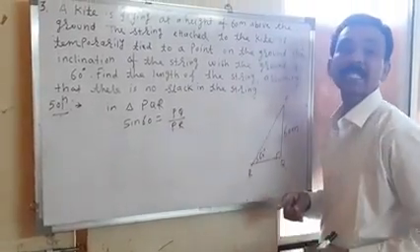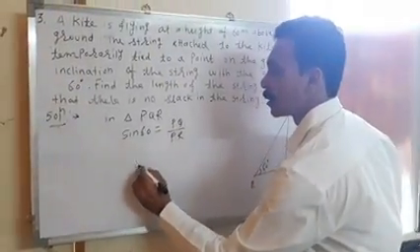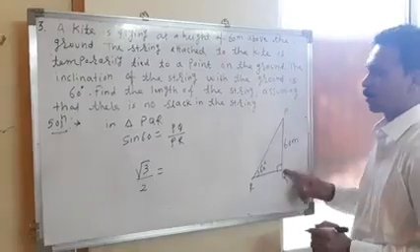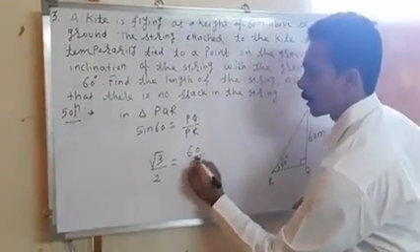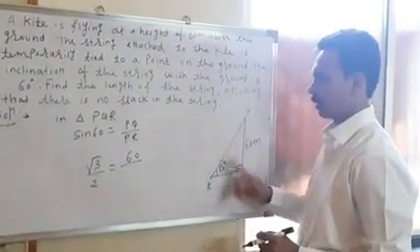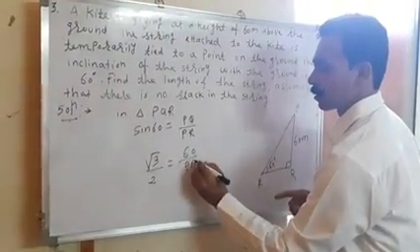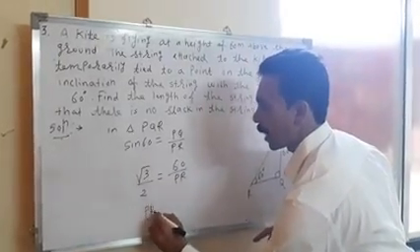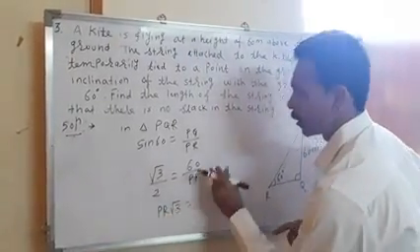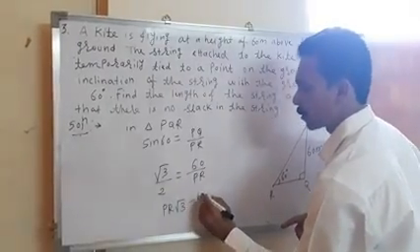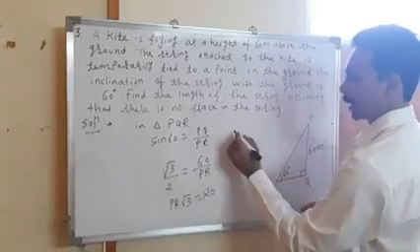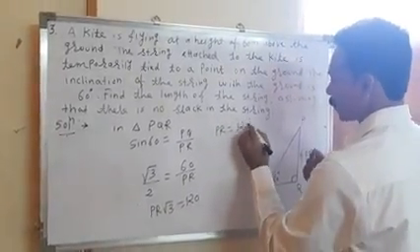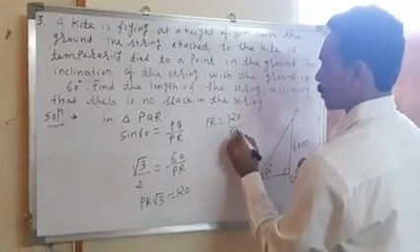What is the value of sine 60? Root 3 upon 2. Root 3 upon 2 is equal to PQ, PQ is 60 upon PR. By cross multiplication, PR into root 3, PR root 3 is equal to 60 into 2, is 120. I'll take here, PR is equal to 120 upon root 3.